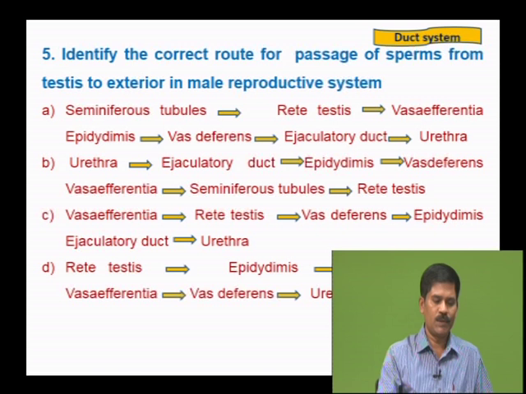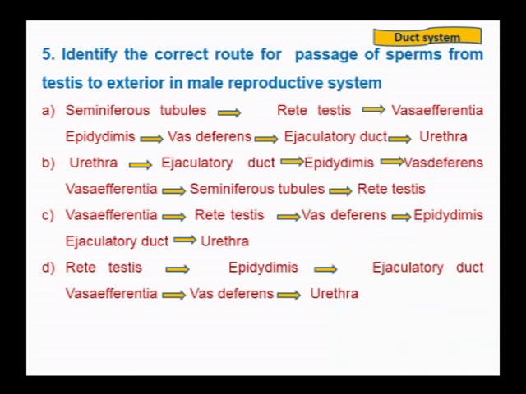Coming to the next question, identify the correct route for passage of sperms from testis to exterior in the male reproductive system. You know, in seminiferous tubules spermatogenesis takes place, and sperms from seminiferous tubules enter into rete testis. This process we commonly call spermiation. From rete testis sperms go to vasa efferentia, from vasa efferentia to epididymis, from epididymis to vas deferens, then from vas deferens to the ejaculatory duct, and opens outside through the urethra. So therefore the right option is A and the rest are wrong.